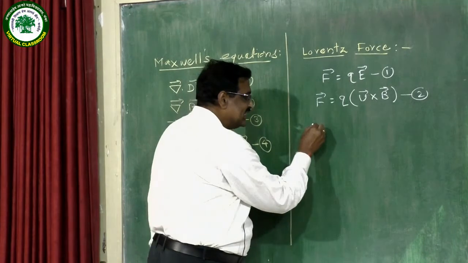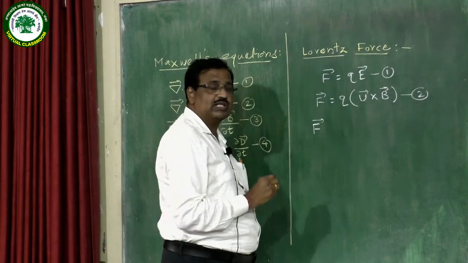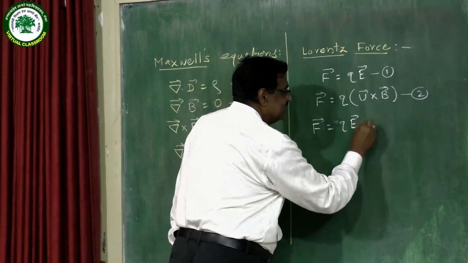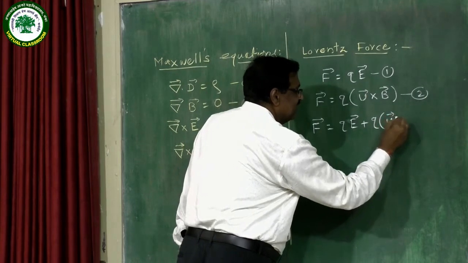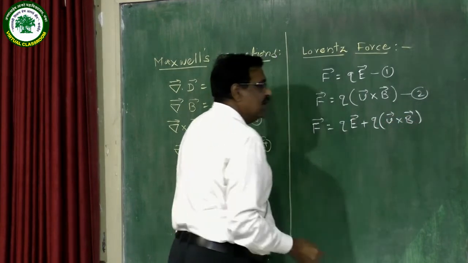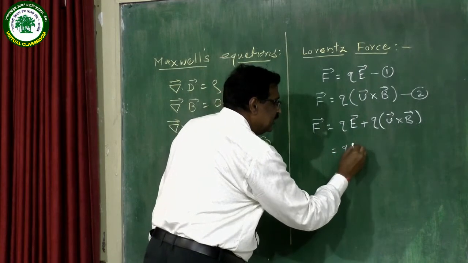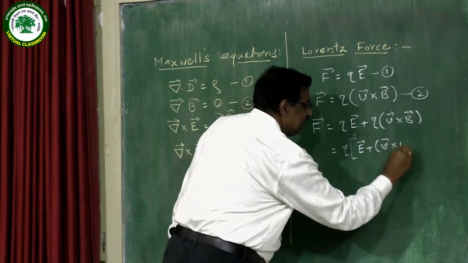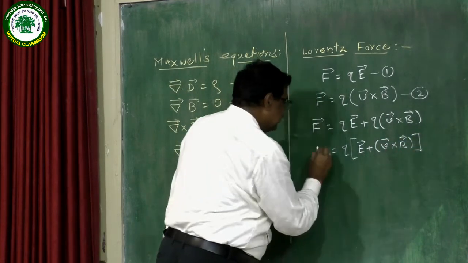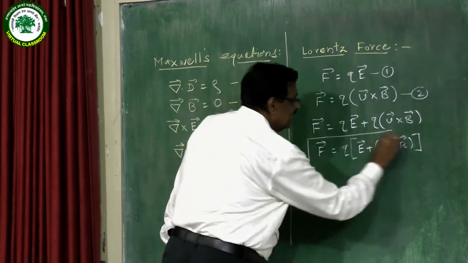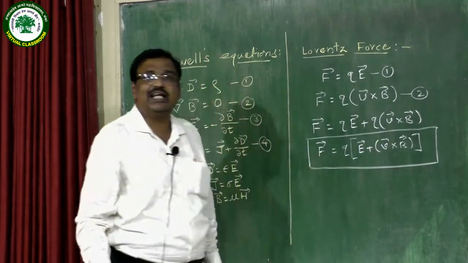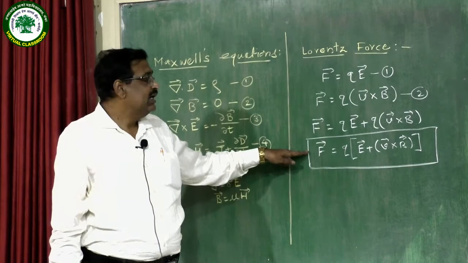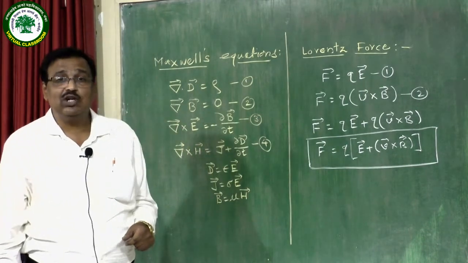then the total force exerted on that charged particle is the sum of these two forces. So total force F is equal to the first force due to the electric field and the second one is the force due to the magnetic field. So we get the final equation: Q into bracket vector E plus vector V cross vector B. This is the total force exerted on the charged particle if this charge is moving in an electric as well as magnetic field. This type of force is also referred to as the Lorentz force. This is one important equation in electromagnetic theory.